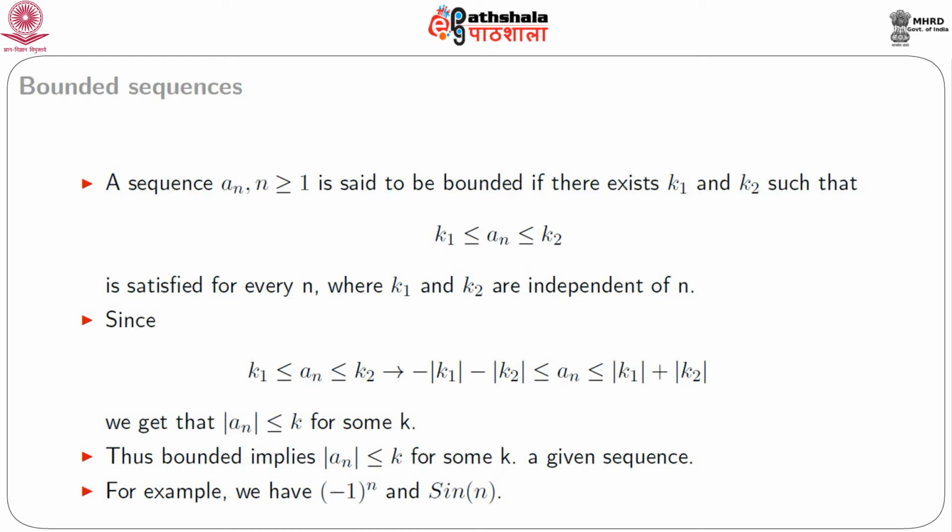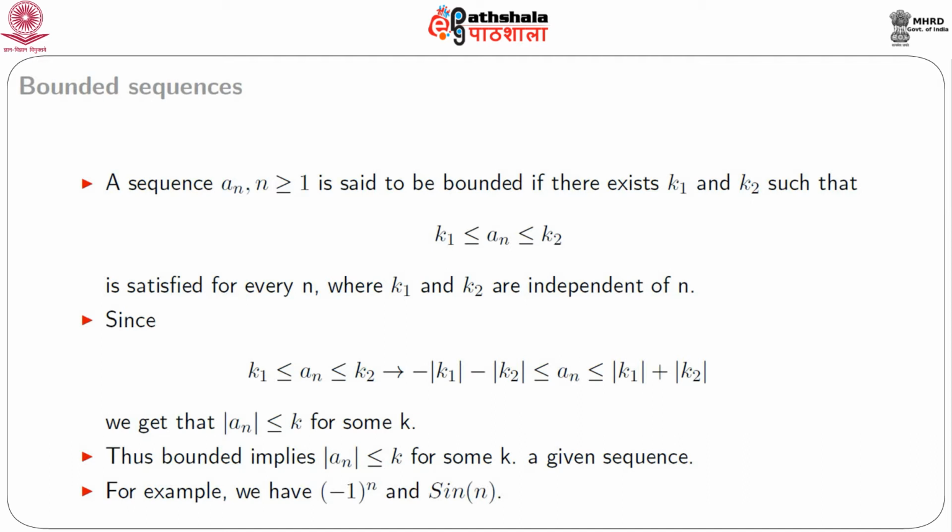Since k1 less than or equal to a_n less than or equal to k2 implies minus modulus of k1, minus modulus of k2, less than or equal to a_n, less than or equal to modulus of k1 plus modulus of k2, we get that modulus of a_n is less than or equal to k for some k, whenever k1 less than or equal to a_n less than or equal to k2 is satisfied. Thus, boundedness of a sequence implies that modulus of a_n is less than or equal to k for some k. That is, boundedness implies a uniform bound.